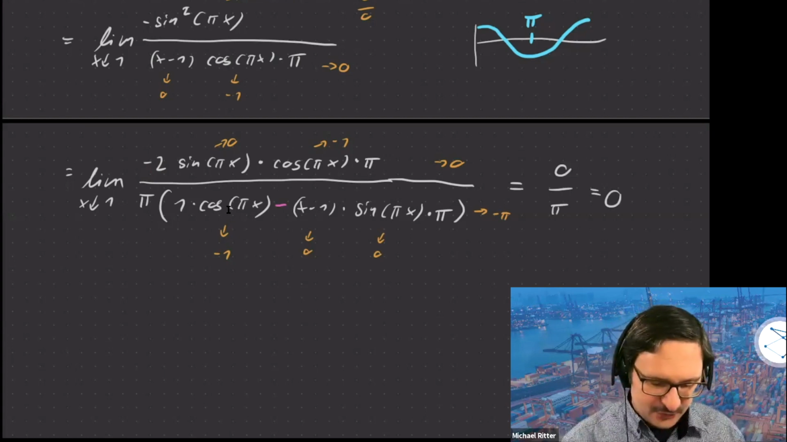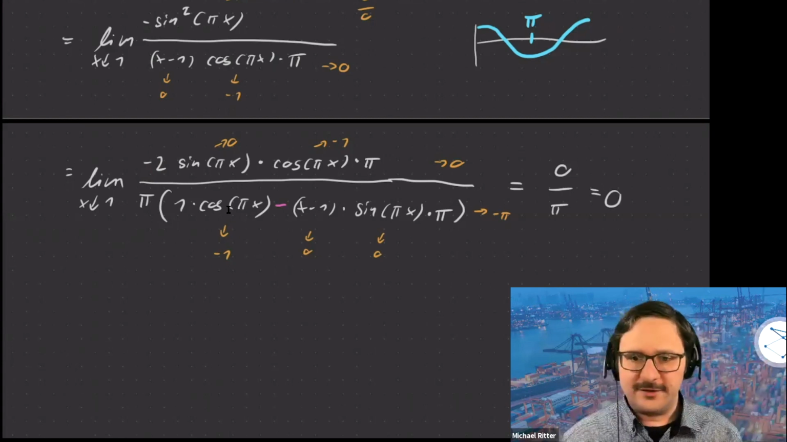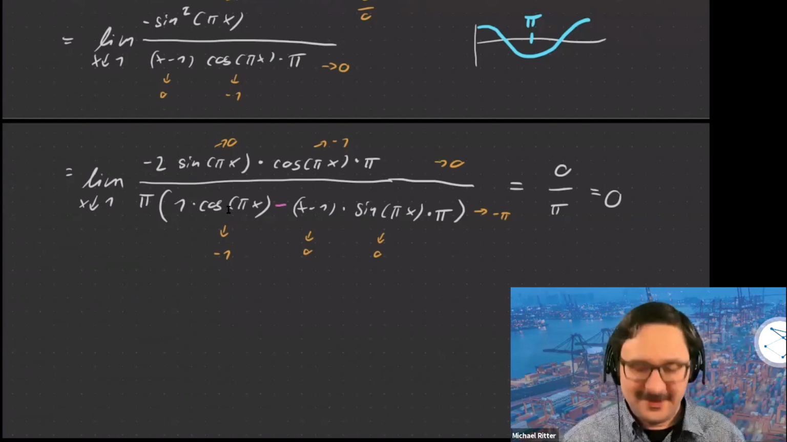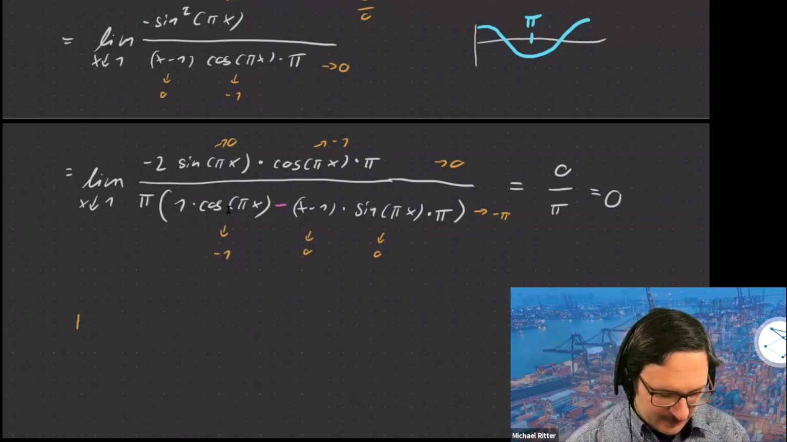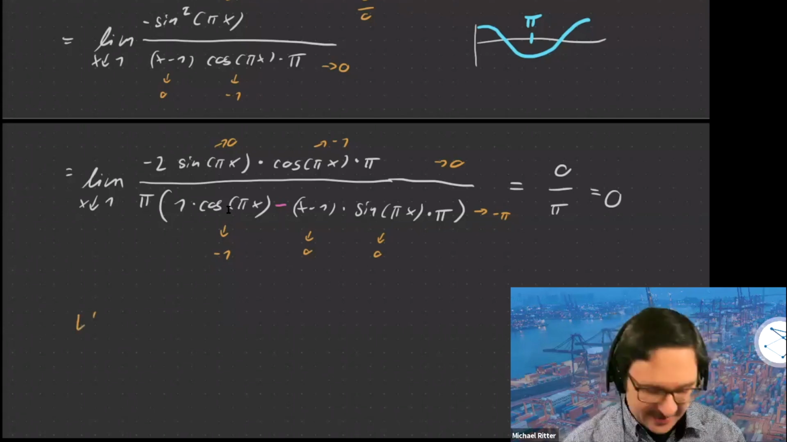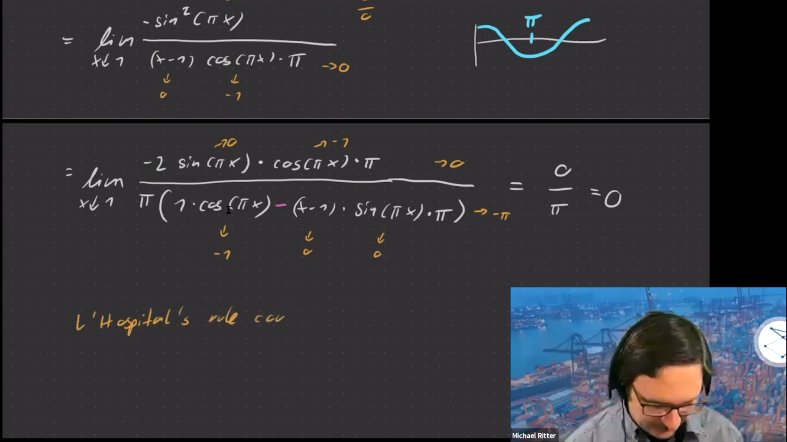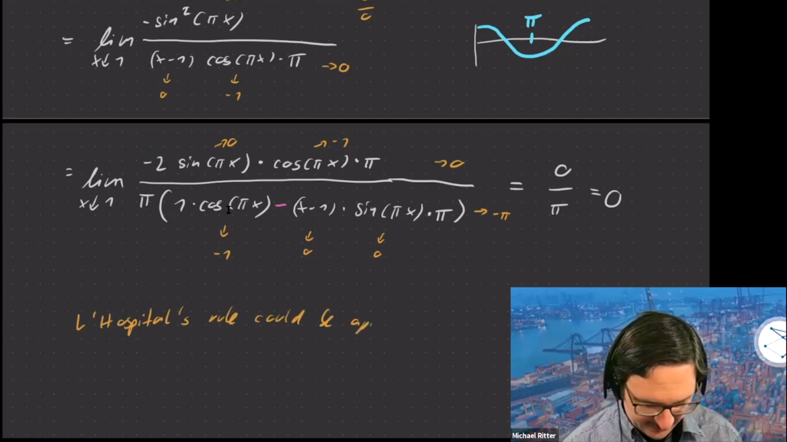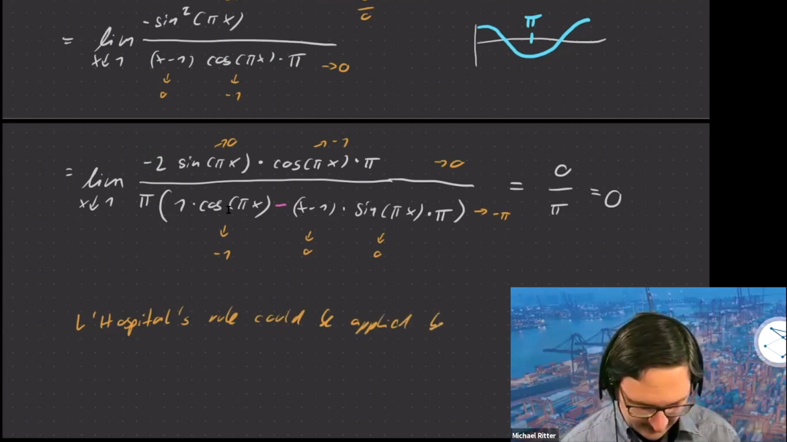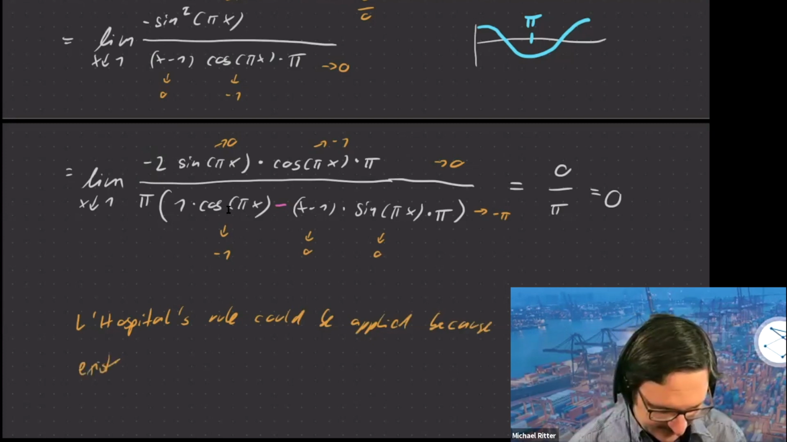So in this case, we had to apply L'Hopital's rule more than once, and the derivatives were not that easy anymore, but in the end, it all worked out. So both applications of L'Hopital's rule were actually justified. So L'Hopital's rule could be applied because that limit exists in the end.